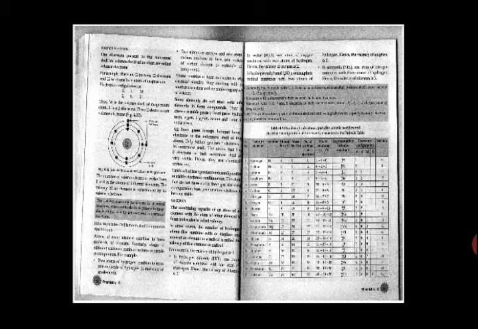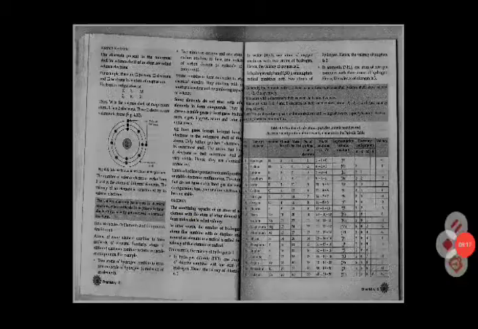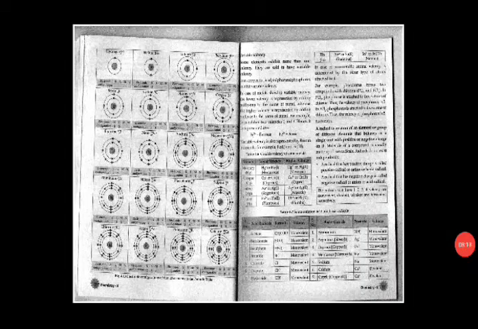Then the definition of radical is on page number 55, over here in the second column. A radical is an atom of an element, or a group of different elements, that behaves as a single unit with positive or negative charge on it. This whole definition over here.